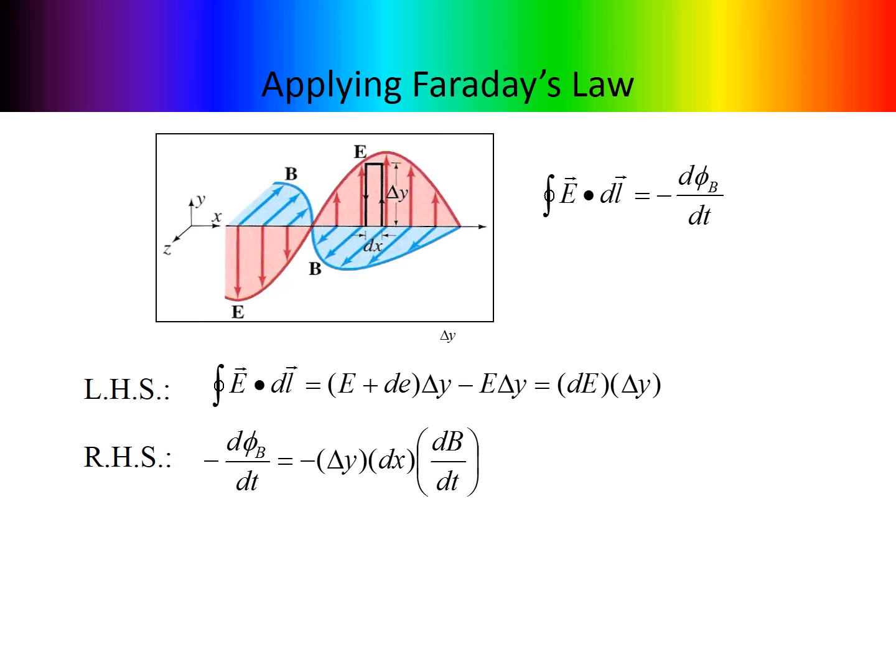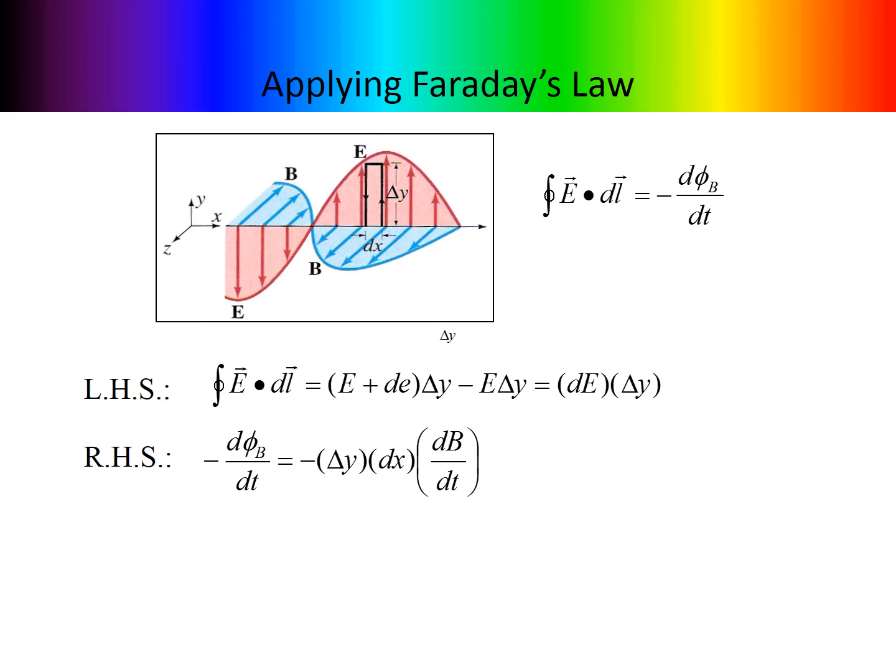Now we look at the right-hand side. We're looking at the rate of change, d by dt, of magnetic flux, which is equal to the area times dB dt. The area is delta y, the height, and dx, the width. dx is just a small change in the x direction. So delta y dx gives us the area, and dB dt gives us the magnetic field change through that area. The multiplication of the two gives us d phi dt.